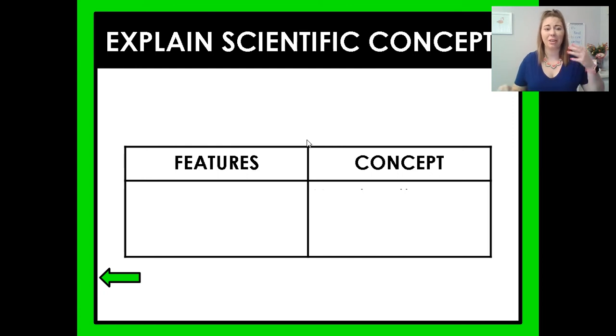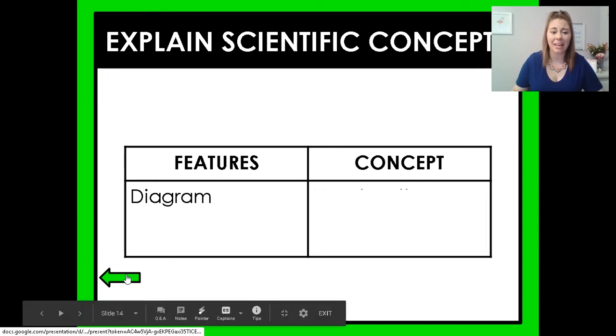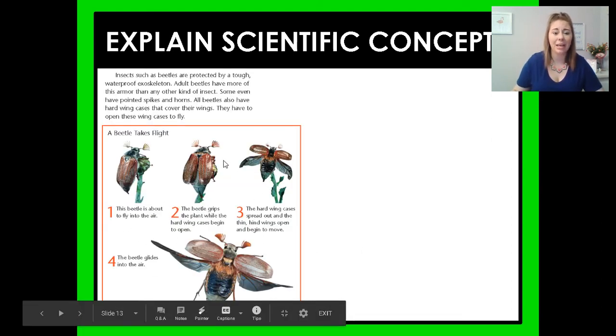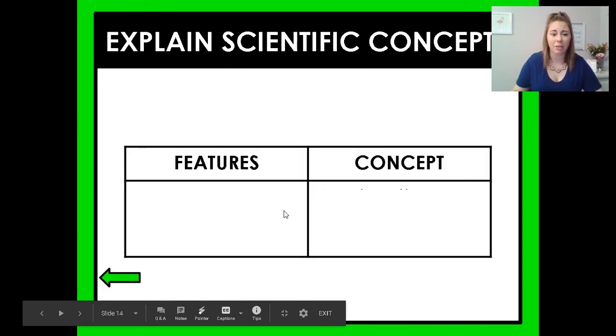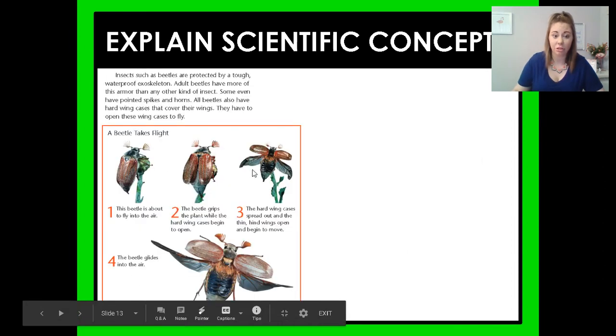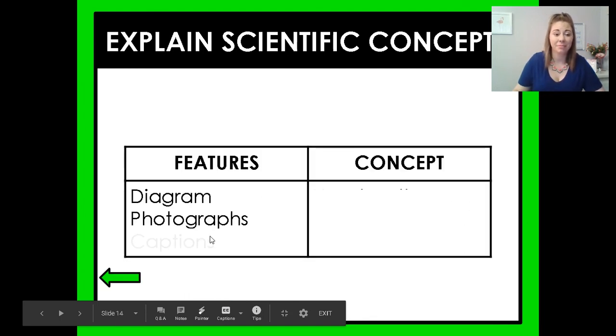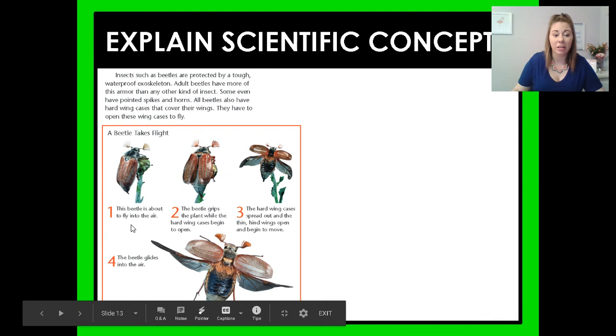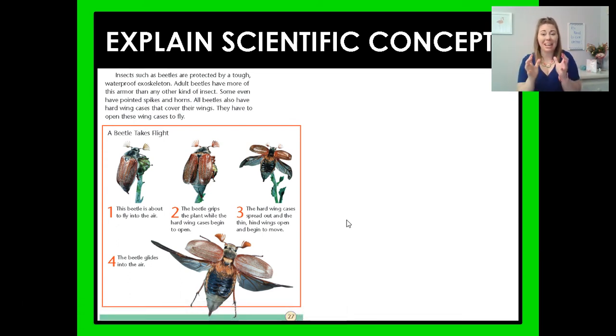So let's compare the text features and the concept that they are explaining. For example, we had a diagram here. Right here, this is what we would consider a diagram. Okay, so we have a diagram on the page. Let me click back. We also have photographs. So pictures of beetles as they are moving through each of these steps. And then captions on each of the photographs. So we're going to call each of these little 1, 2, 3, and 4 captions. They're explaining what is happening in each of those pictures. And all together, they're forming their own diagram. So this diagram is really made up of a couple individual text features with the captions and the photographs.